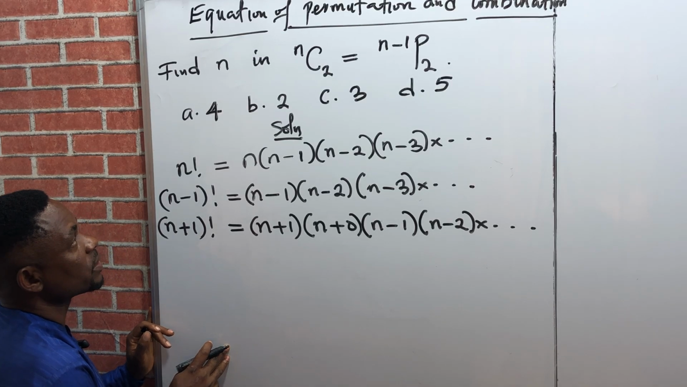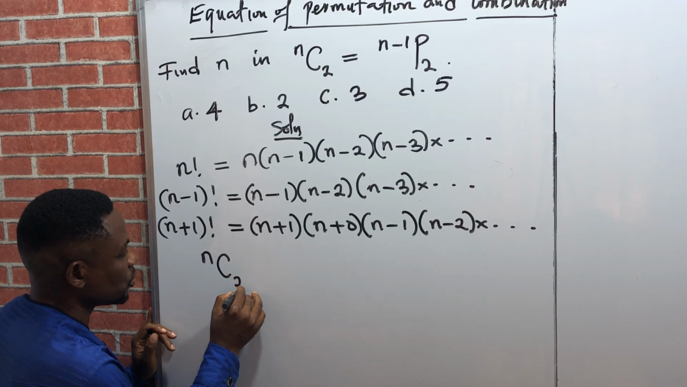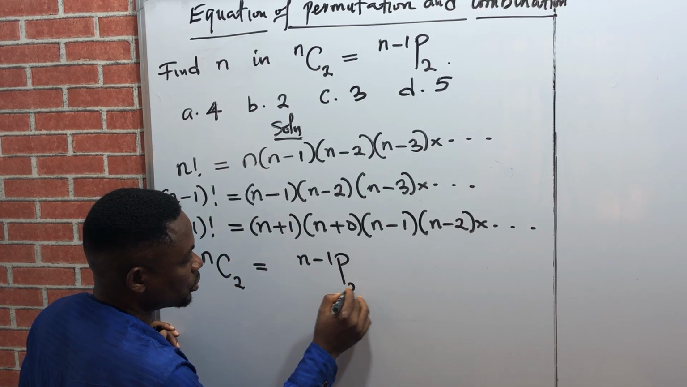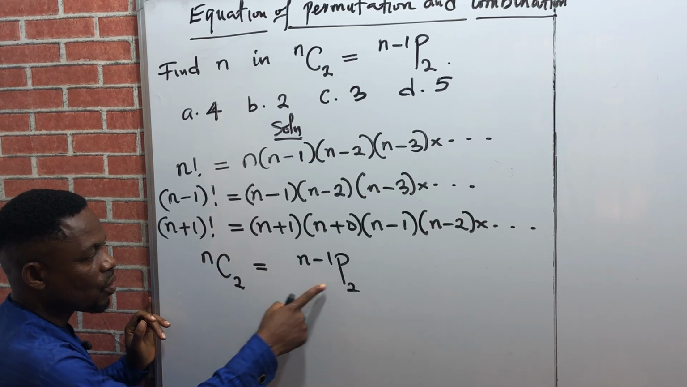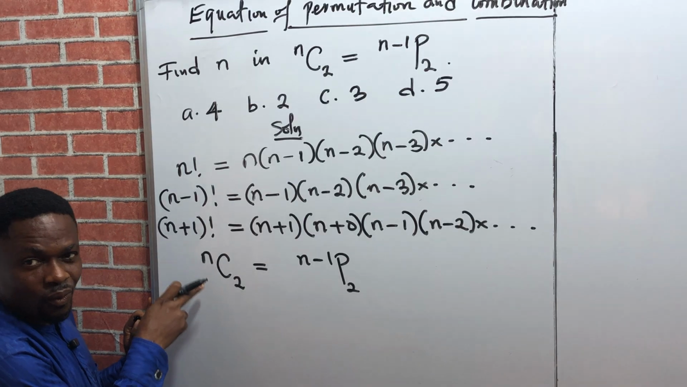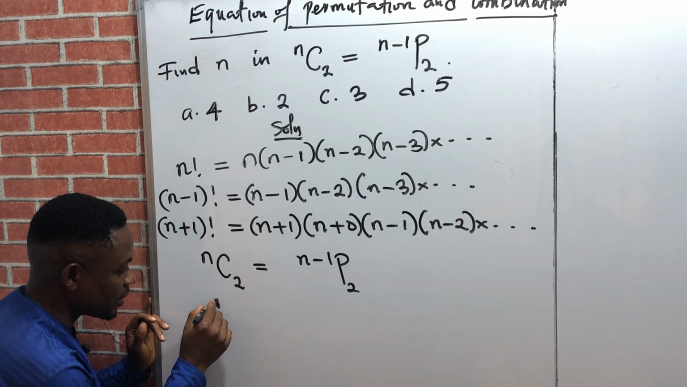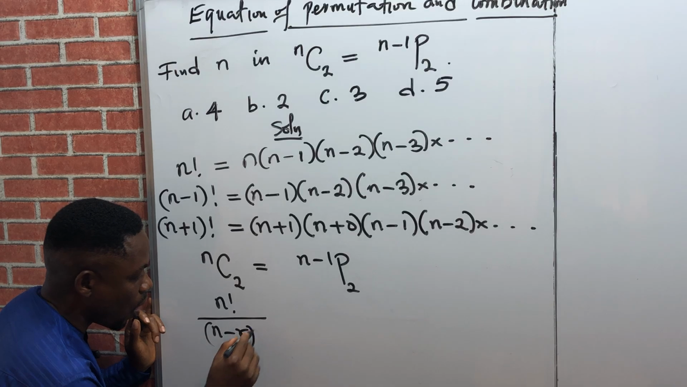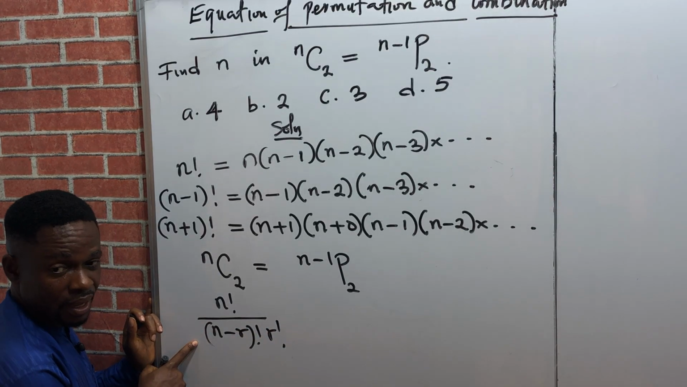Now, the question proper says we should find n in n combination 2, then equal to n minus 1 permutation 2. Are you there? Now, anytime you see this symbol it is called combination, while this one is called permutation. Now, what is the general formula for combination? Watch. Now the formula is n factorial all over n minus r all factorial, then r factorial. That is for combination.